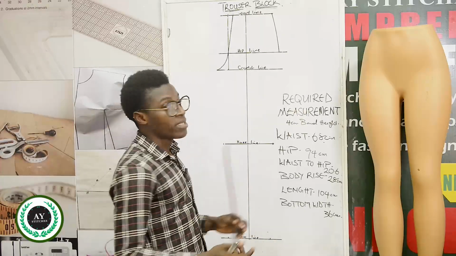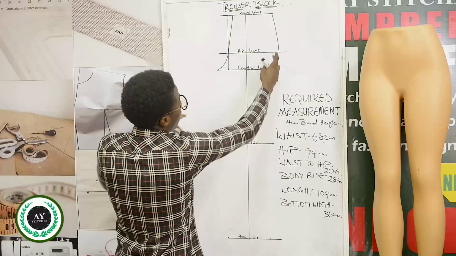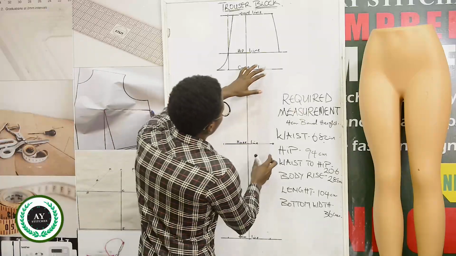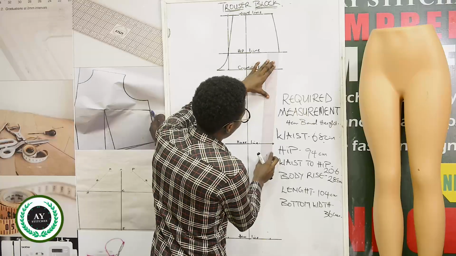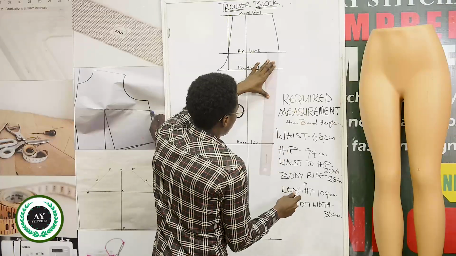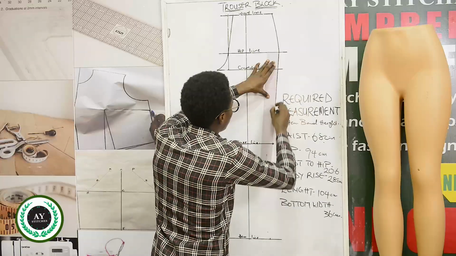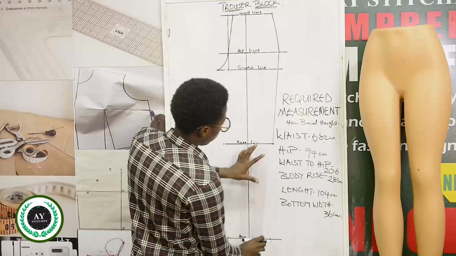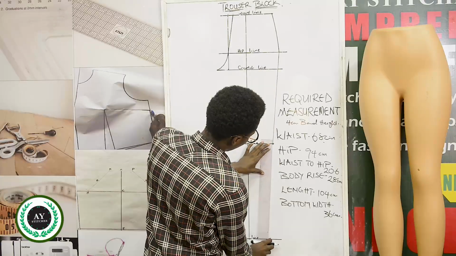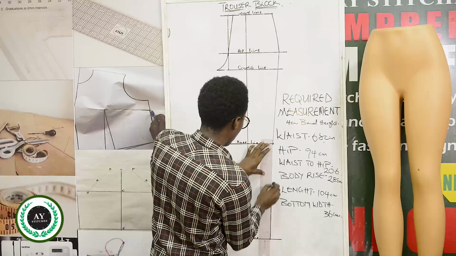So now I'm going to be connecting the points to each other back towards the crotch line and also the hip line. So for this part, I'm going to be using a straight line from the hip all the way down to the knee, and also from the knee all the way down to the bottom width.